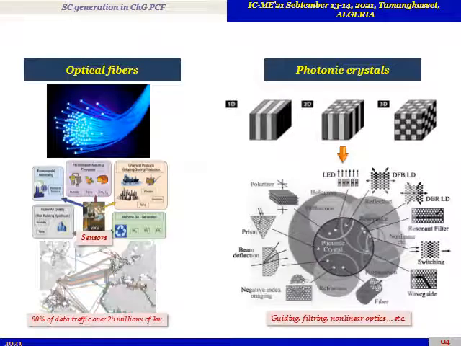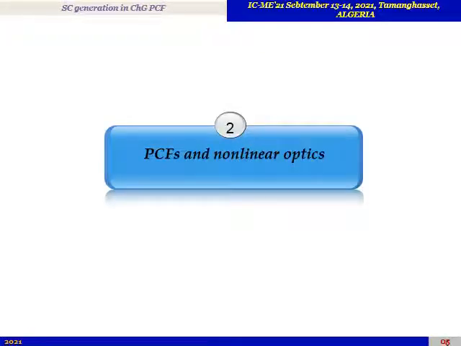So, photonic crystal fibers are the combination of two key components: optical fibers, which are optical waveguides widely used in many applications, including sensors and telecommunications, and photonic crystals, which are artificial components made by two different materials, and which are widely used in many applications for guiding, filtering, nonlinear optics, solar cells, lasers, and LEDs.